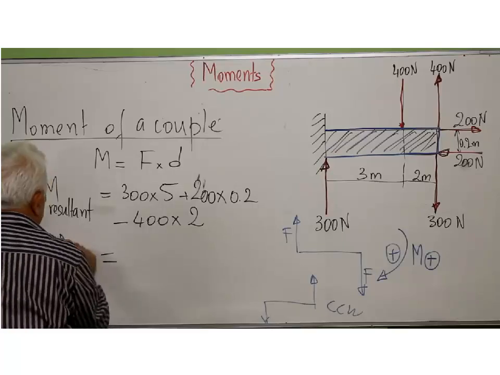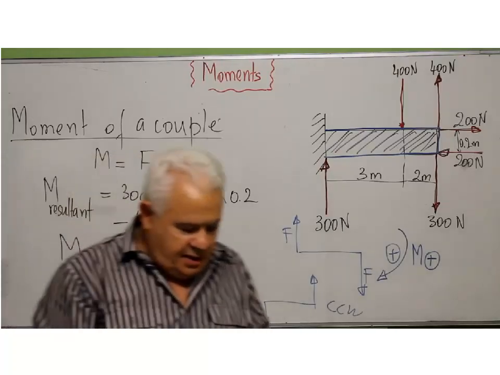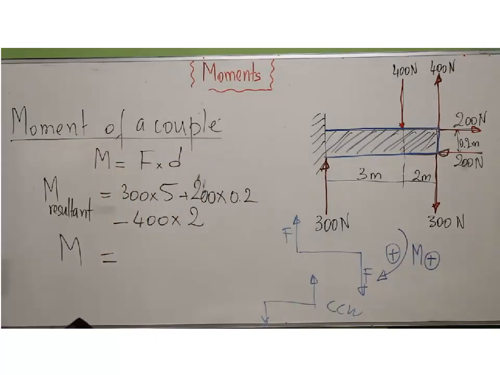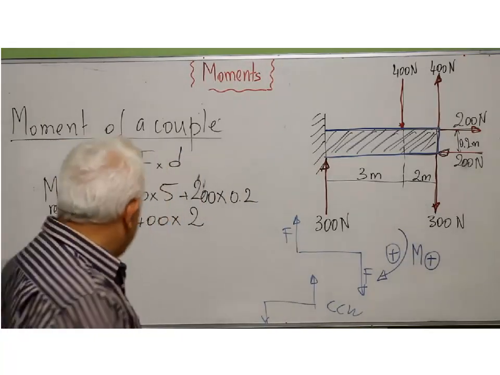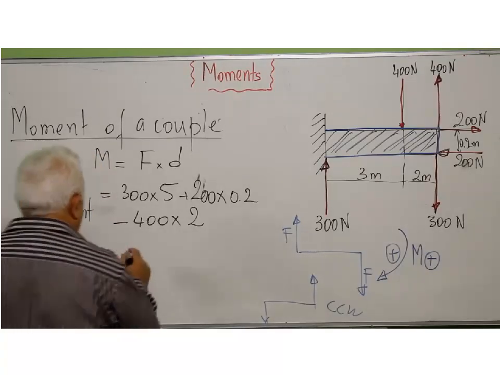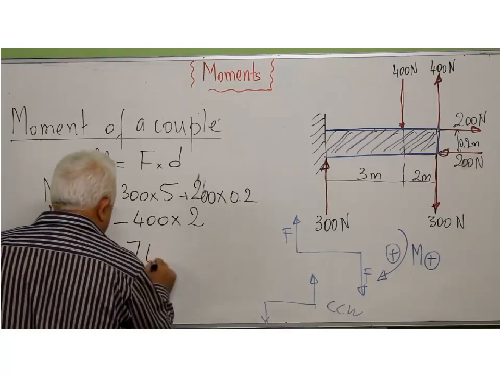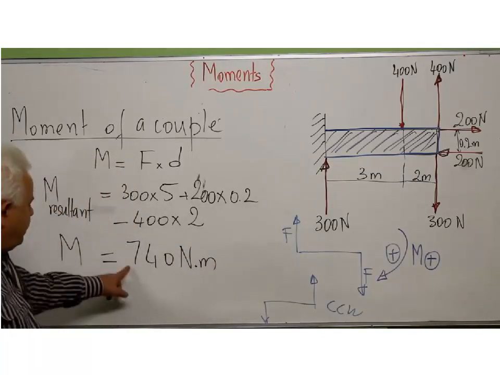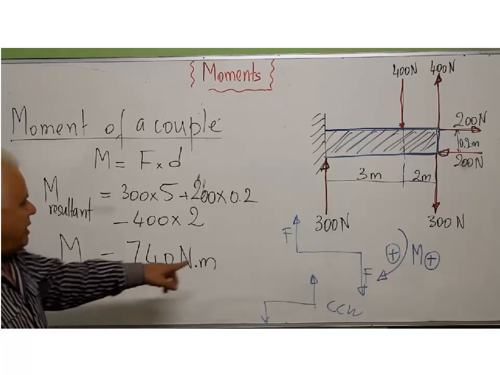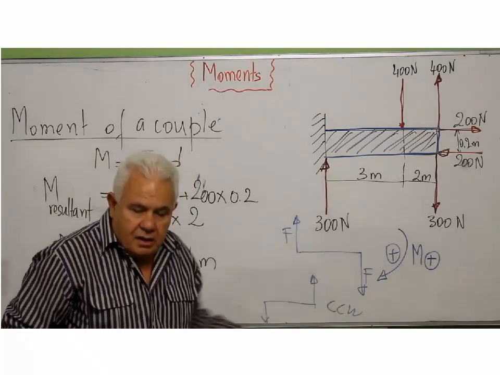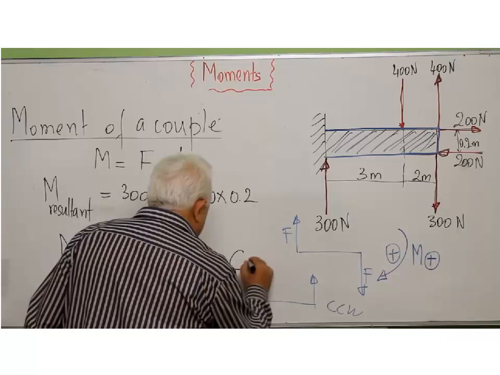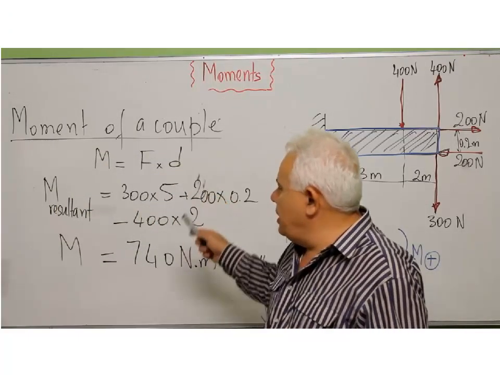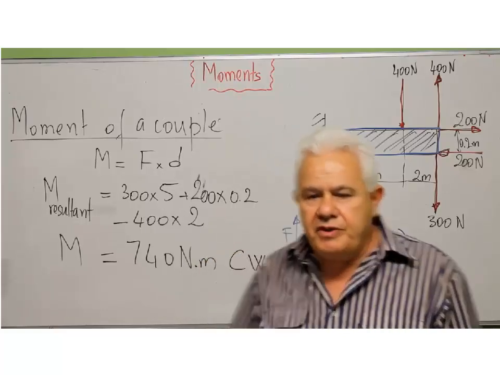2. So the resultant moment of these three couples of forces is finally 740. So the answer is 740 newton meters. Positive, which means that it is clockwise. So, moment of a couple by taking an example of 3 couples.